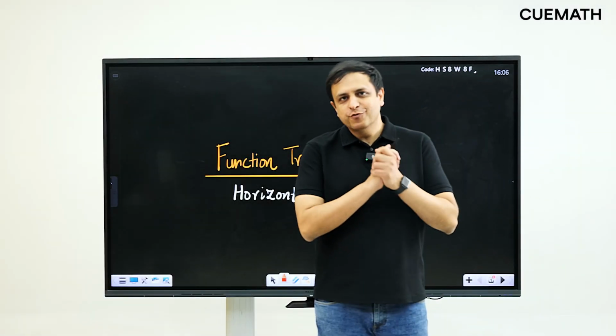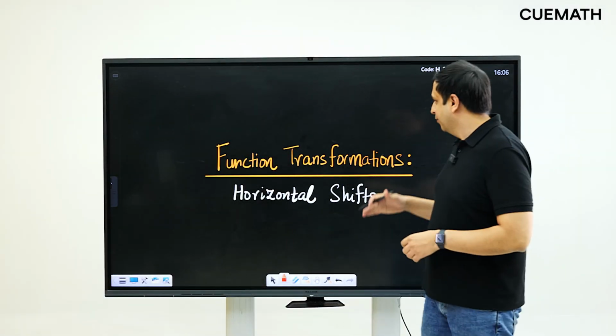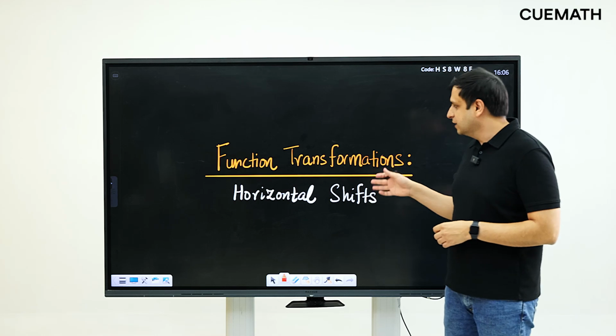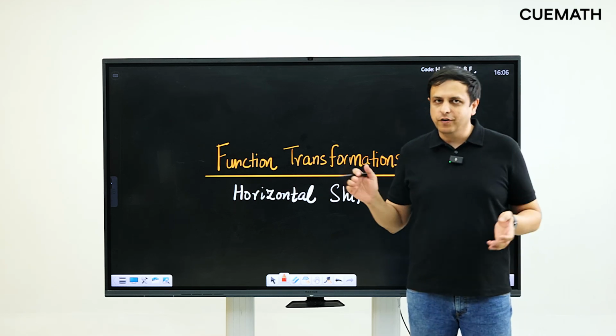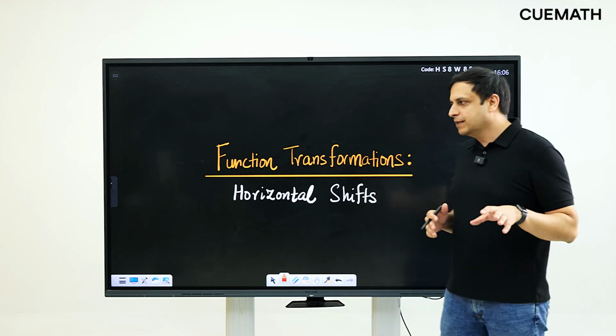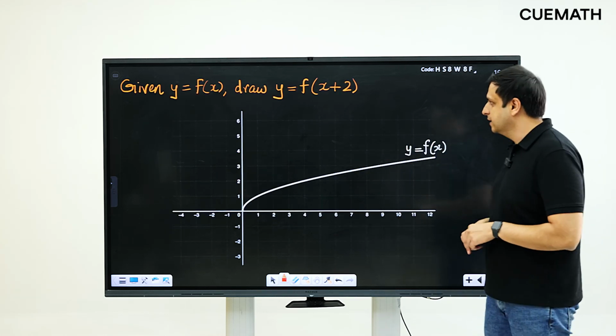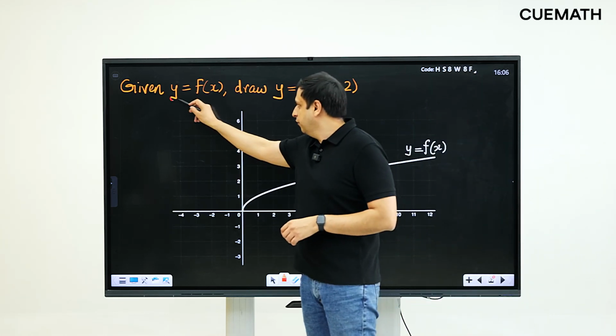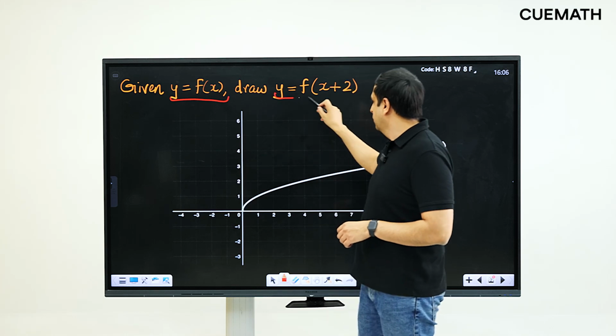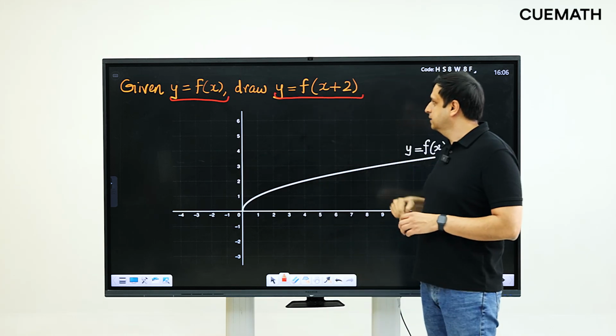Hi everybody, in this video I am going to be talking about function transformations using horizontal shifts of graphs of functions. To understand what this means, let's take a look at our first example here, which says given y equal to f of x, draw y equal to f of x plus 2.